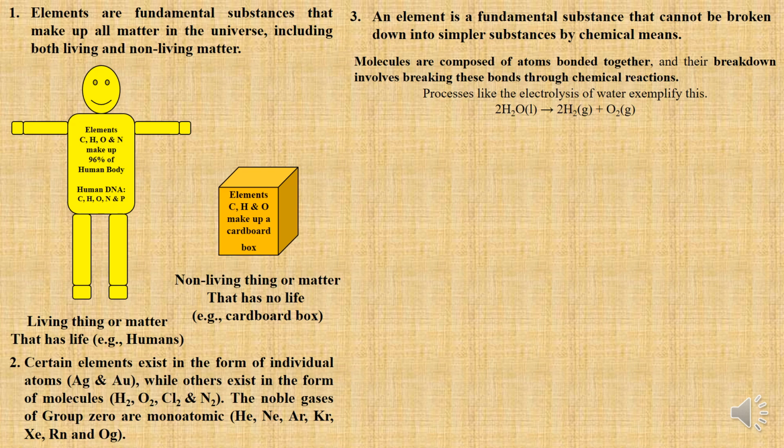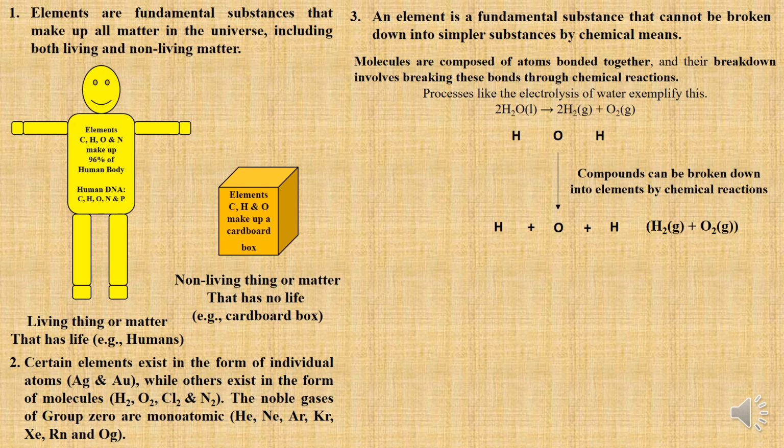Water undergoes electrolysis, liberating hydrogen and oxygen gas. In the water molecule, the oxygen atom is covalently bonded to two hydrogen atoms, and during electrolysis, the two covalent bonds are cleaved, and this results in the generation of hydrogen as well as oxygen gas.